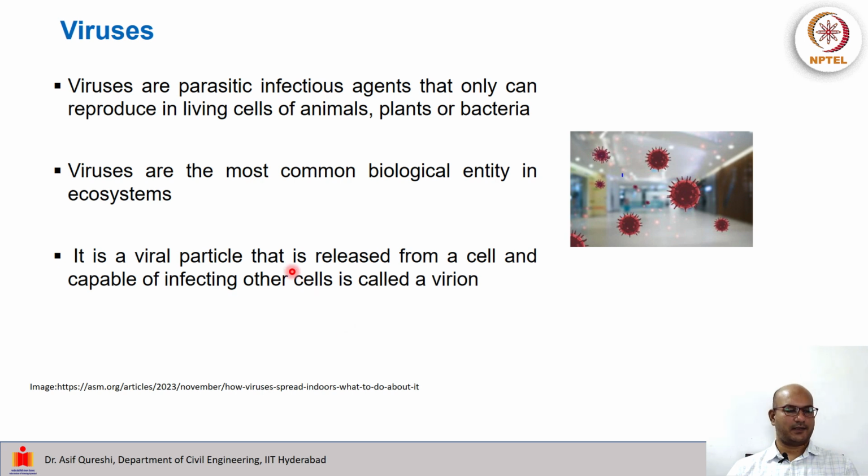Next we have the viruses. Viruses are parasitic infectious agents that can only reproduce in living cells of animals, plants or bacteria. Viruses are one of the most common biological entities in ecosystems. So we have a viral particle that can be released from a cell and be capable of infecting other cells, and this is a virion.